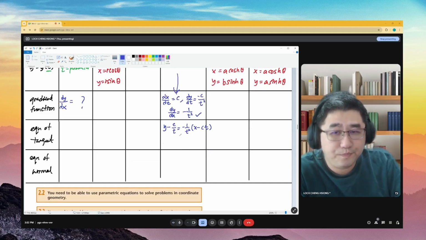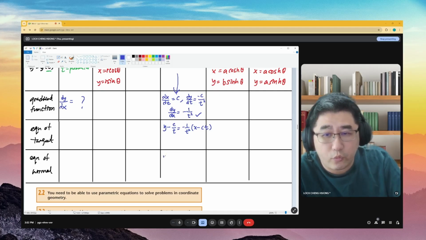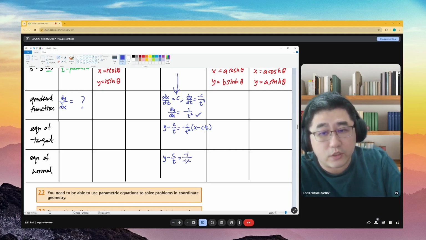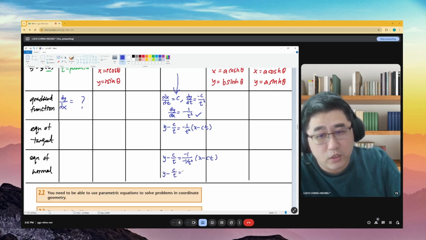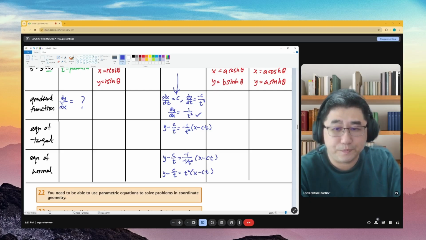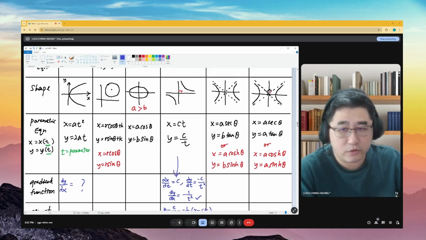Then after that, for the equation of the normal, I will have y minus c over t equals the negative reciprocal of negative 1 over t squared, times (x minus ct). Therefore, I have y minus c over t equals t squared times (x minus ct). That is the equation of the normal. Of course, again, it depends on how complicated the questions are.